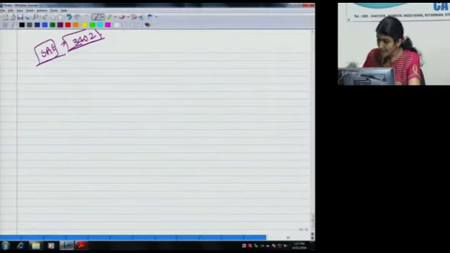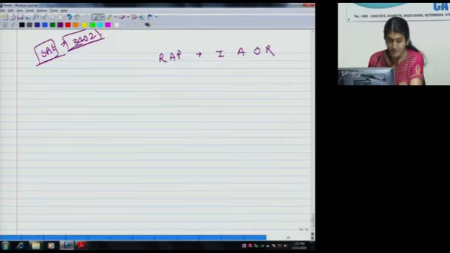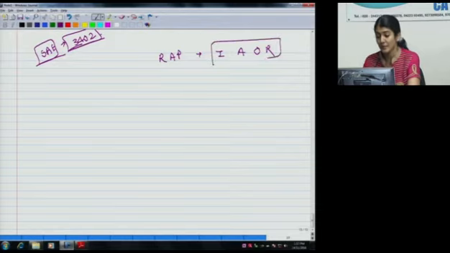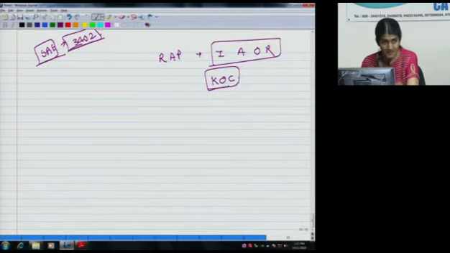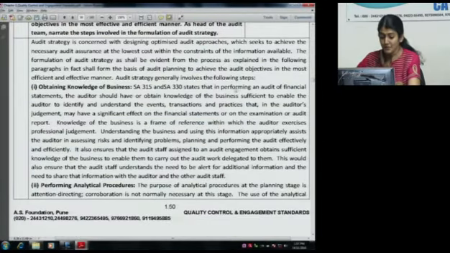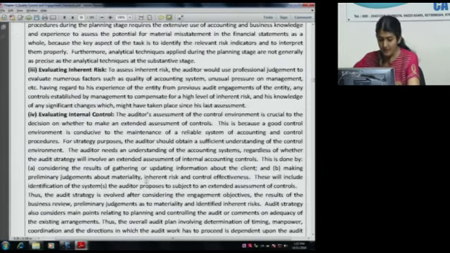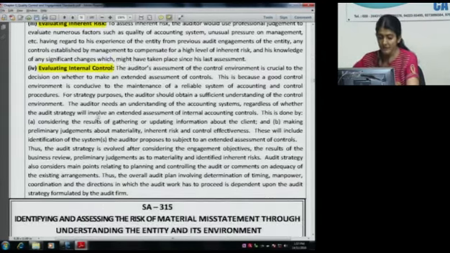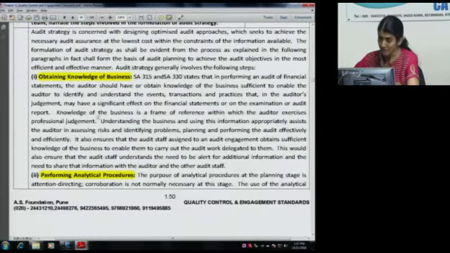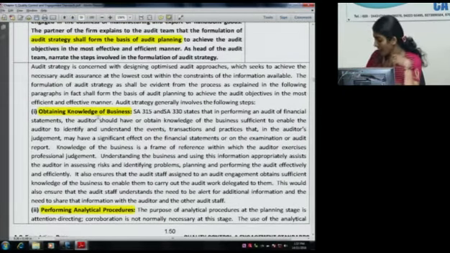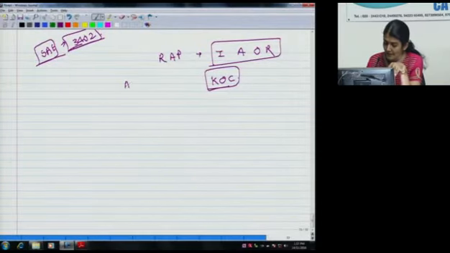So actually in these steps now, they have talked about the risk assessment procedures, IAOR. Because we will get knowledge of client's business, and based on that knowledge of client's business, you will be able to develop your audit plan. Right, so they talk about inquiries of management and or obtaining knowledge of the client's business, performing analytical procedures. Right, then they talk about evaluating inherent risk, evaluating the internal controls, and based on that, then you prepare your audit plan. Right, so what you can do, you can write down over there IAOR and KOC as per SA315.